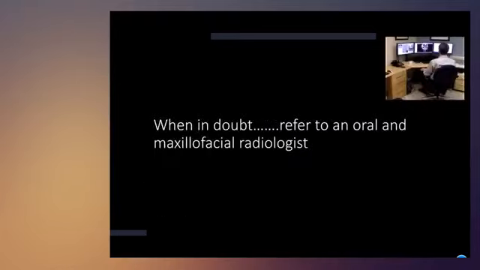If you're ever in doubt, you can always refer to an oral maxillofacial radiologist. We're very happy to help.